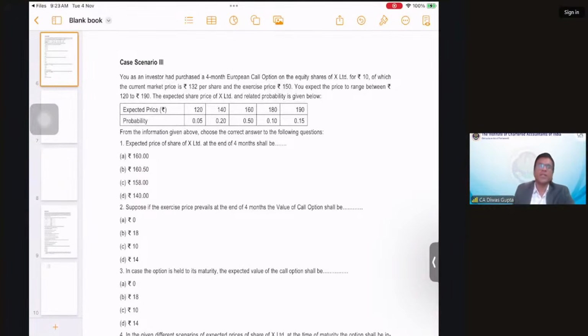Case scenario 3, students. 1 and 2 we have covered. Let's start with the third case scenario and cover all of them in sequence now. Okay. Perfect.